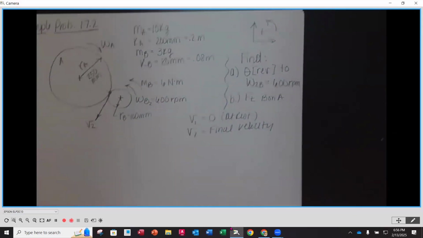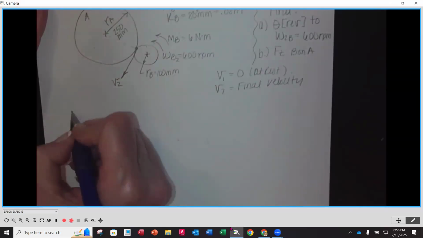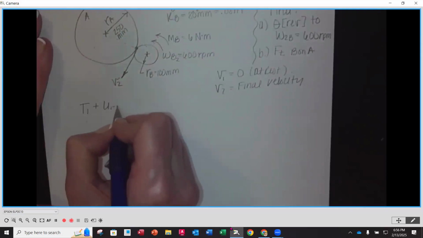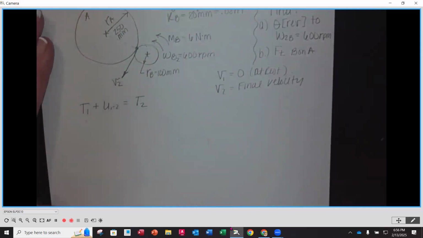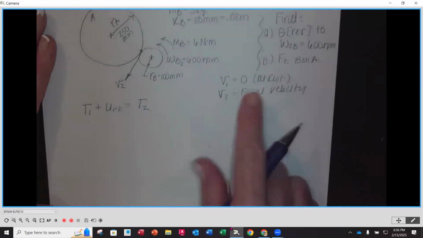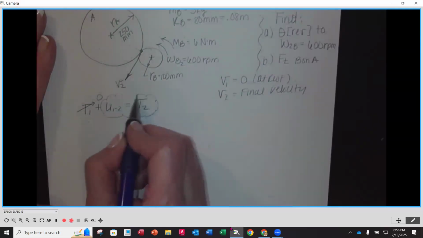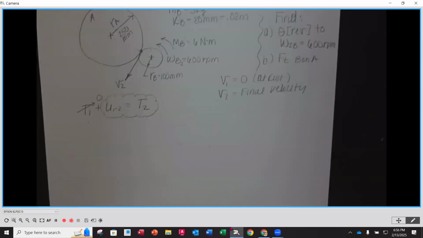All right, so our approach, as we already said, we're going to use the work energy theorem. So we know that that's going to be T1 plus U1 to 2 equals T2. And because our velocity 1 is 0, T1 goes to 0, and our equation is essentially just that the work is equal to the final kinetic energy. So we've got a rotating body. We don't have any translational motion. We only have these two rotating bodies that are rotating about their own fixed center.